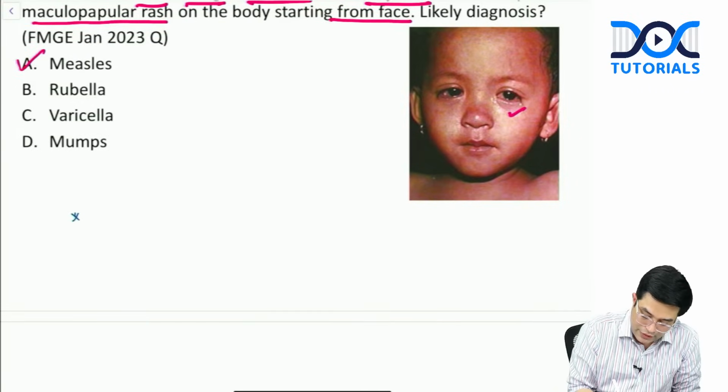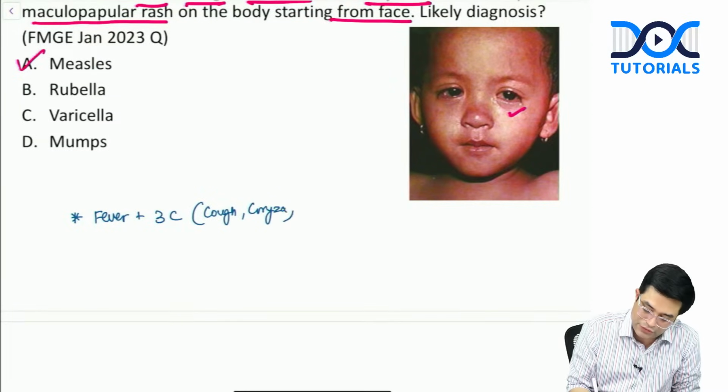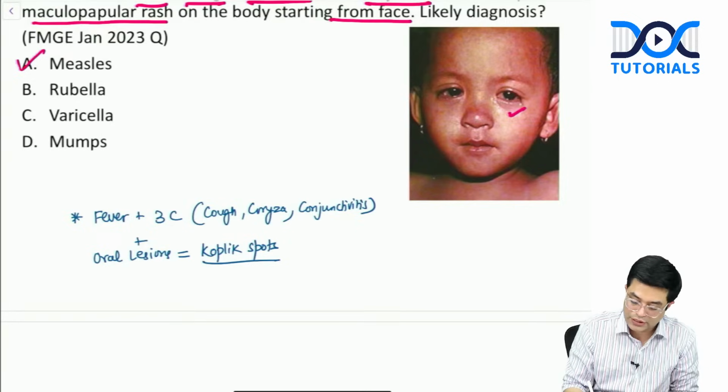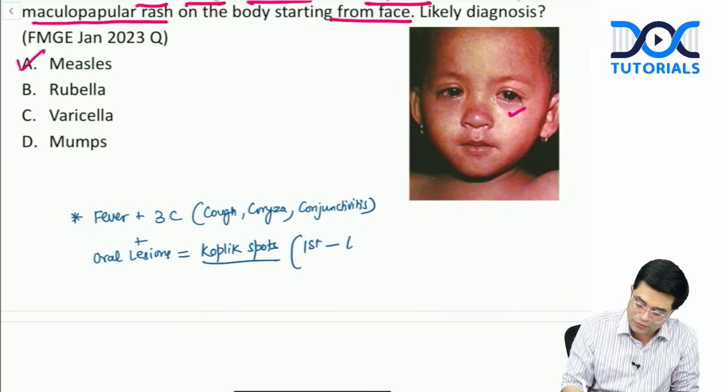Remember, whenever there is fever along with 3C. What are the 3C? Cough, coryza. What is coryza? Runny, stuffy nose, and conjunctivitis. Along with this the patient will have oral lesions. The oral lesions are called Koplik spots. Koplik spots are like rice grains. Where do they appear first? They appear opposite the lower second molar tooth.